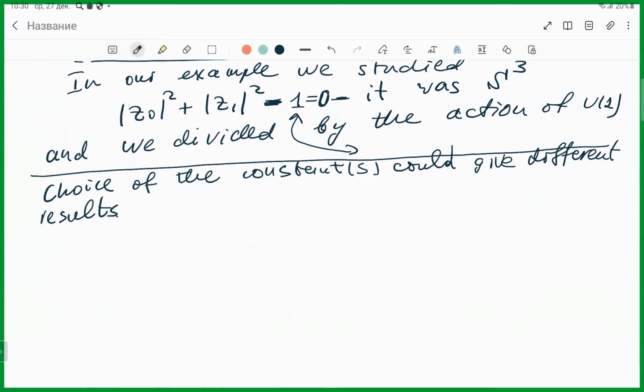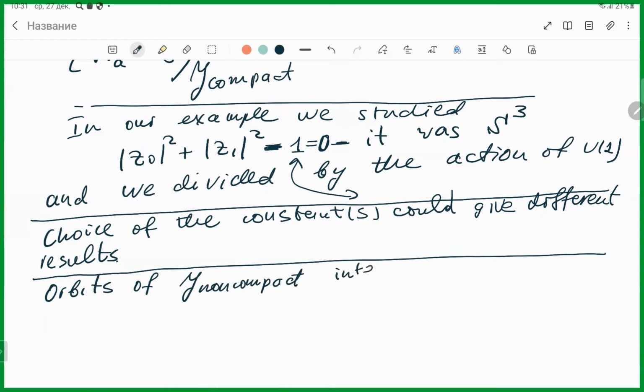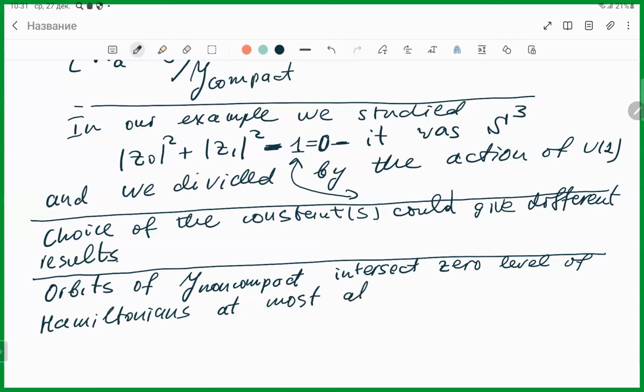Here I want to prove a simple theorem. Orbits of G non-compact intersect the zero level of Hamiltonians at most at one point.